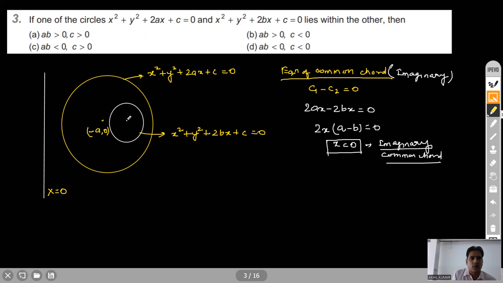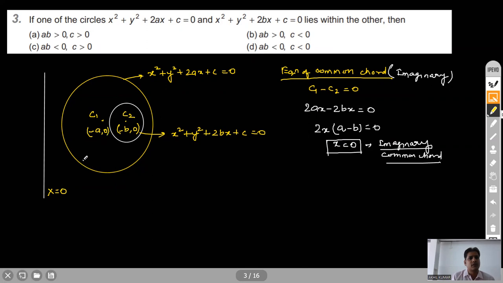And what will be the center for this circle? Suppose I am calling it C1 and this one C2. So what will be the center for this? It will be minus b comma 0, right? And x equal to 0 is an imaginary common chord. But it will not intersect any of these two circles, right? The line x equal to 0 will not intersect any of these circles.